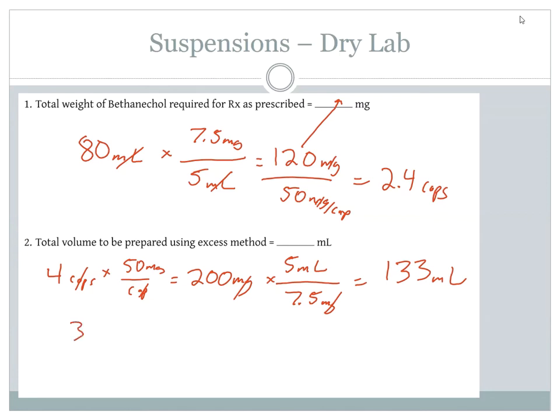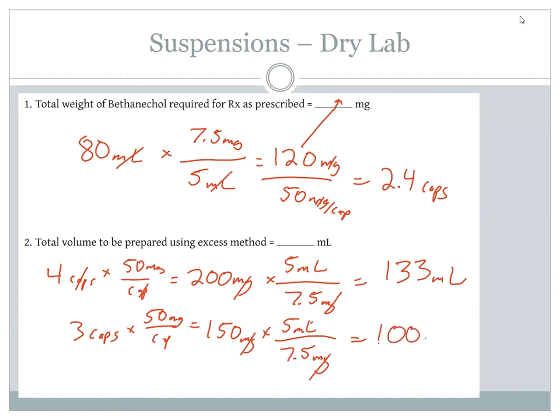Same calculation. Let's do 3 caps times 50 milligrams per capsule. What does that equal? 150 milligrams. How much volume would we need to disperse that in? So times 5 milliliters per 7.5 milligrams. Milligrams will cancel. And 150 times 5 divided by 7.5, what do you get when you do that? I got 100 milliliters. Dude, I like that. I can measure that. That's easy breezy.